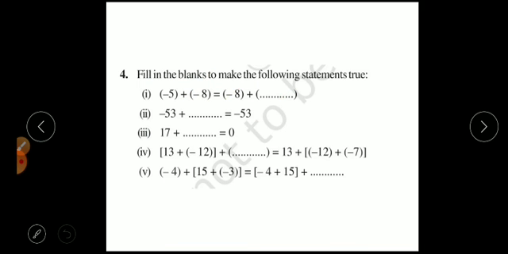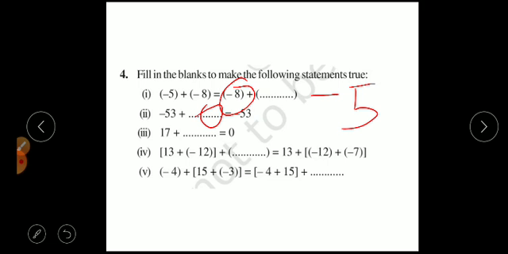Now fill in the blanks to make the following statements true. Here -5 and -8. -5 plus -8 equal to -8 plus... Here comes -8. So what will be the result here? Here will be -5. This is commutative property. Now second, -53 plus how much will be equal to -53? Now here comes what? Additive identity. -53 plus 0 will be equal to -53.